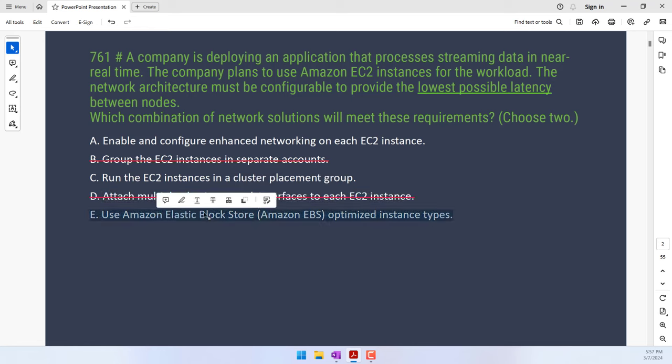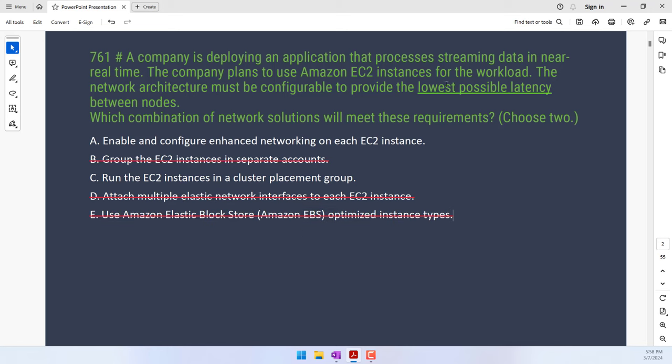And then we have option E. Use EBS optimized instance types. EBS optimization is more related to storage performance rather than network latency. It may improve disk IO, but it won't directly address the need for low latency networking between EC2 instances.